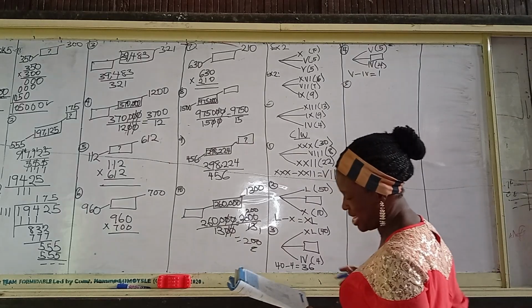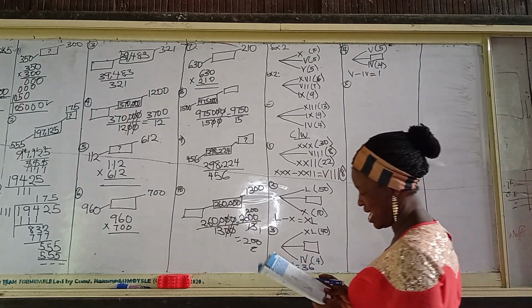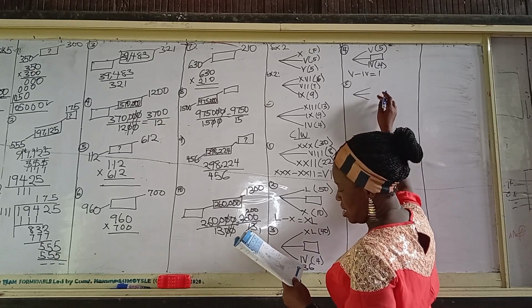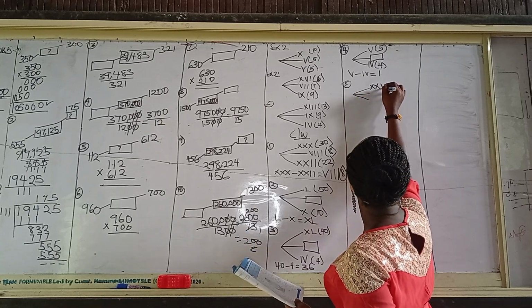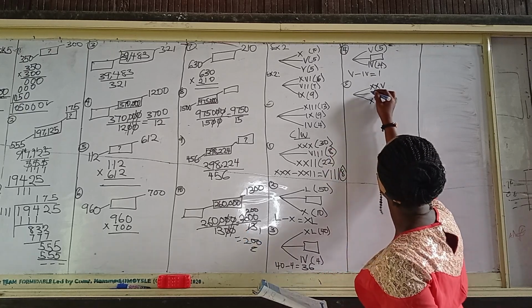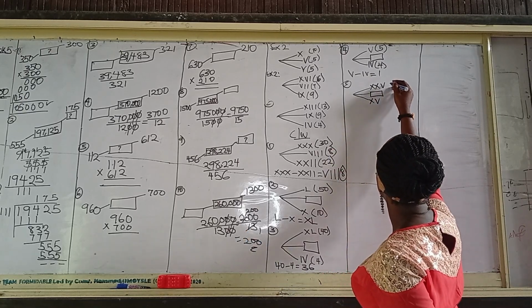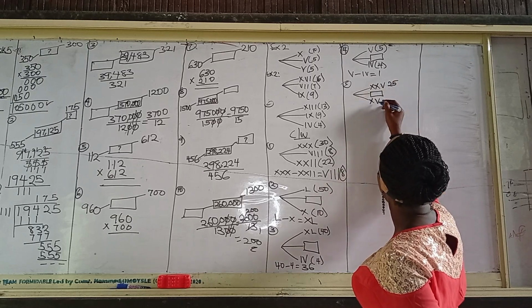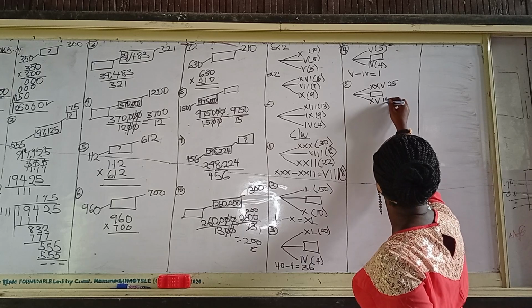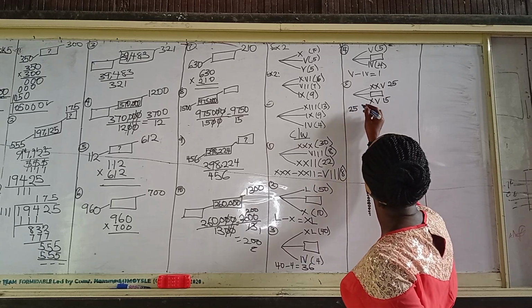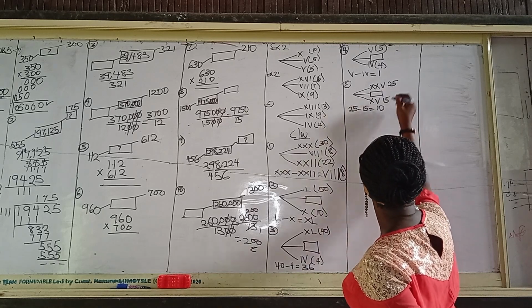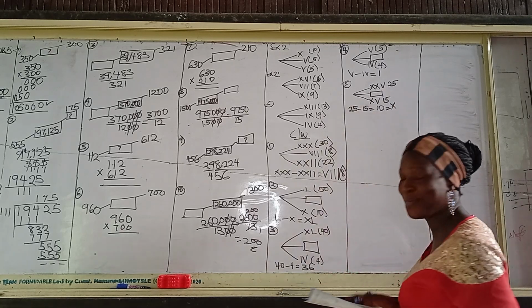Now to number 5. Let me do 5. I leave 5 for you. So here we are given XV, and we are told to look for this. XXV is 25. And this one here is 10, 5. That is 15. So that would be 25 minus 15, which gives us 10. How do we write 10? That is X. I hope you get that.